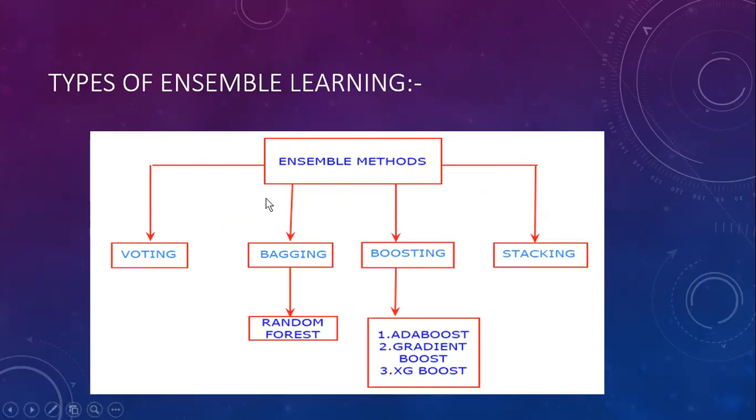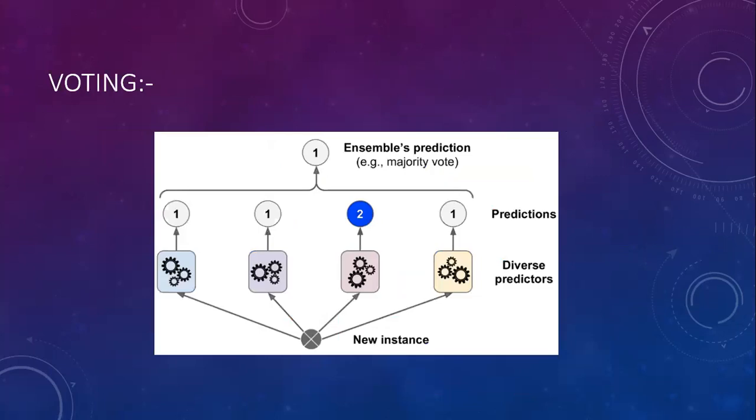Based on this variety, the ensemble methods are divided into different types. First one is voting, then bagging, then boosting, and stacking. Random forest comes under bagging, and AdaBoost, gradient boost, and XGBoost come under boosting. So let's go one by one and know the differences between them.